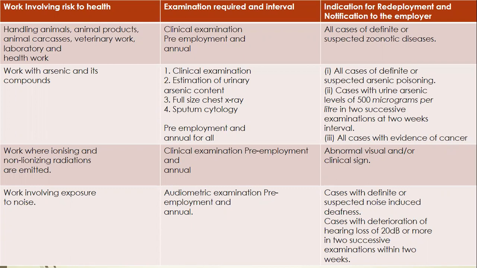You need to do your clinical examinations, estimate urine arsenic content, do a full-size chest X-ray, and sputum cytology. This is both at pre-employment and annual for all. And any indications for redeployment: any cases of definite or suspected arsenic poisoning, any case where urine arsenic levels are found to be 500 micrograms per liter in 2 successive examinations, and all cases with evidence of cancer.